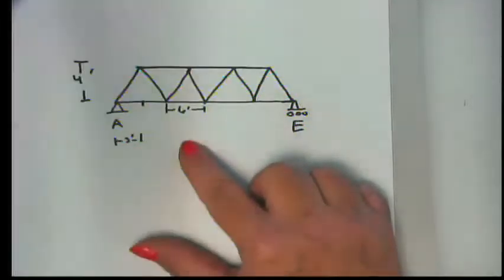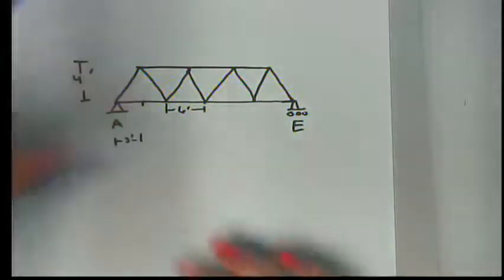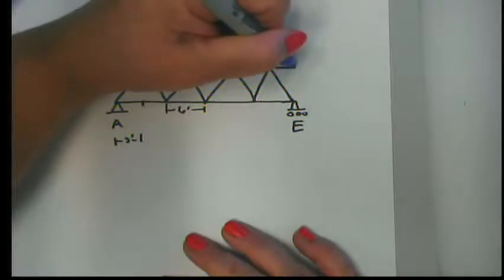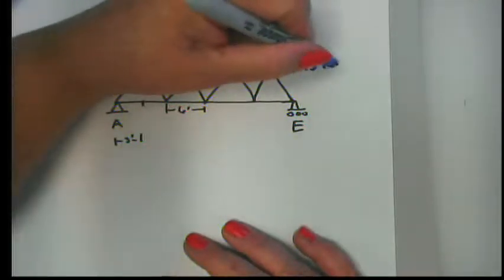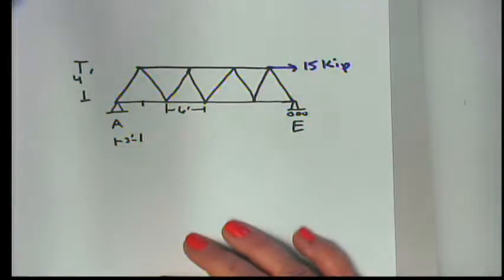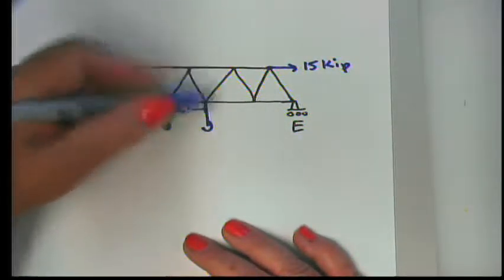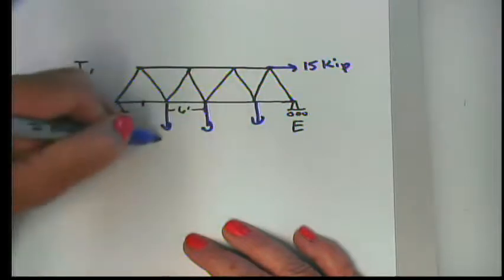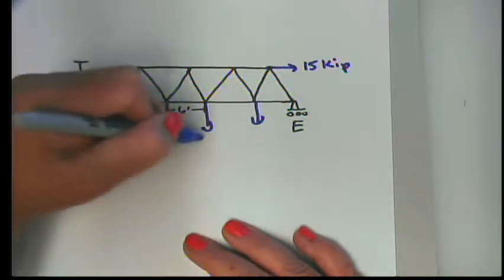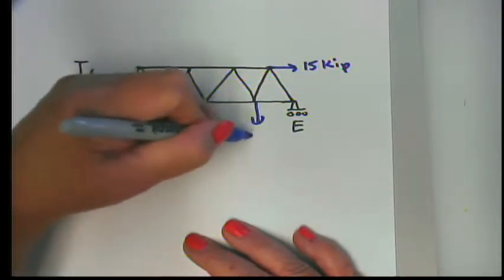We also know, I'm going to use a different color pen today, that we have an applied 15 kilopound or 15,000 pound load here. And at point B and C and D, we have applied loads. This is 10 kips, 20 kips, and 30 kips.